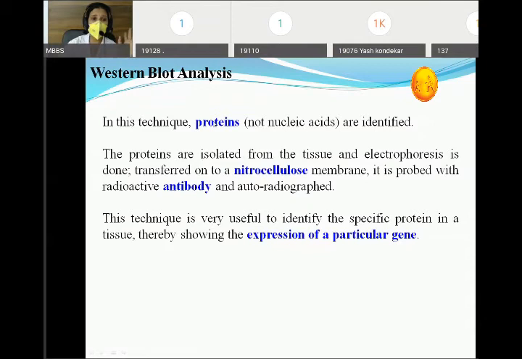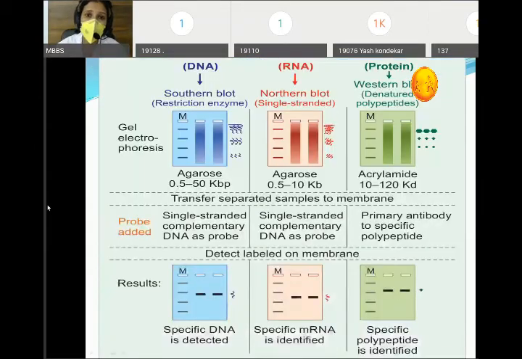Most commonly asked MCQ. So the proteins are isolated from the tissue. In the same way, electrophoresis is done, and they are transferred to a nitrocellulose membrane. And it is probed with a radioactive antibody and autoradiograph. Now, this technique is very useful to identify a specific protein and thereby show the expression of a particular gene.